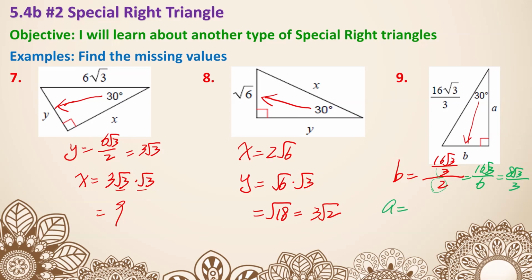And then A would be 8 square root of 3 over 3 times square root of 3 over 1. That will make the top another 3 there. So it's 24 over 3, which simplifies to an 8. And that is the last example. That's everything for this 30, 60, 90 triangle lesson. Thank you.